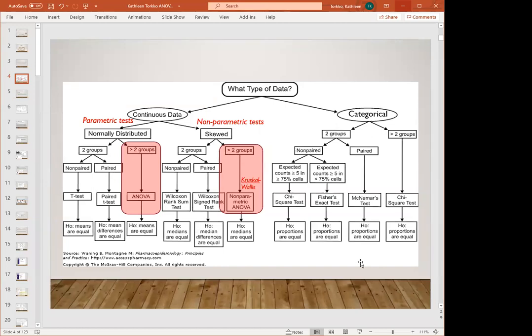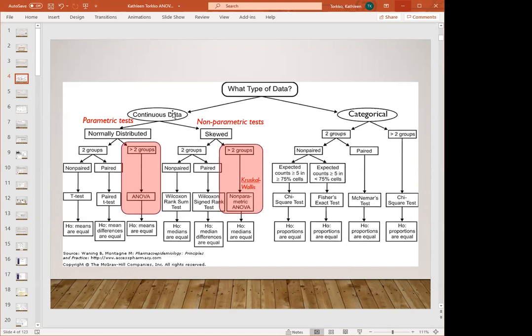How do I know which one to use? There are a lot of decision trees like this one. Usually the first thing you do is decide, is it continuous data? Usually we say quantitative data here, but continuous is a special type of quantitative data. And in the vernacular we talk about continuous data versus categorical or nominal data, which is a whole other set of statistical tests.